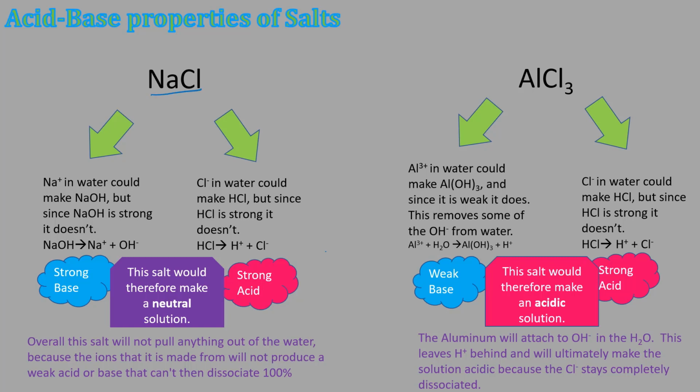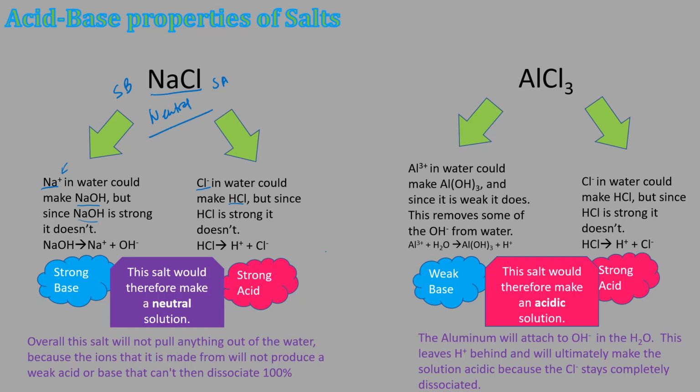So if I put NaCl in water, I make sodium ions, and it could make sodium hydroxide because the positive ion would be attracted to the negative hydroxide ion. But since NaOH is strong, it completely dissociates and doesn't stay together. The same thing happens with chloride. If I put that in water, it could make HCl, but since HCl is strong, it completely dissociates. So this salt overall is neutral, because this makes a strong base, this makes a strong acid, they both dissociate completely, and so that makes this neutral.